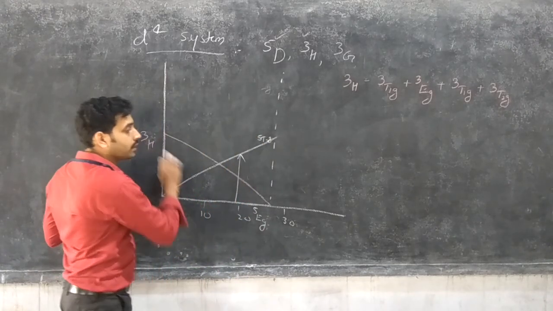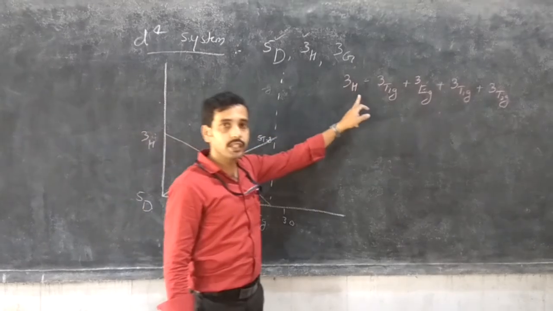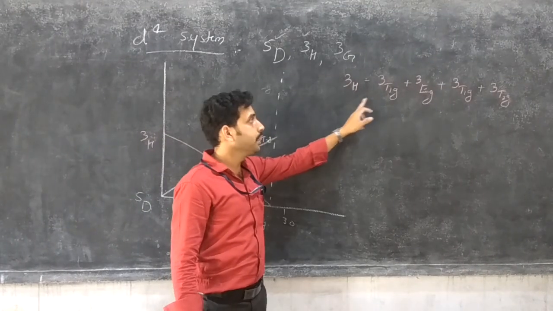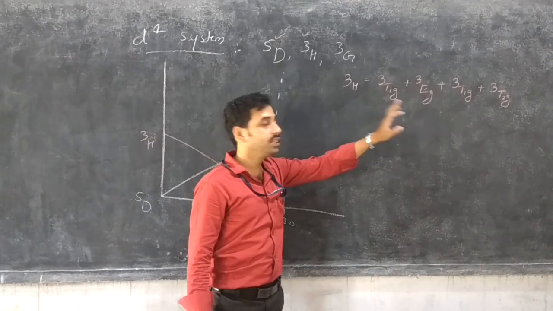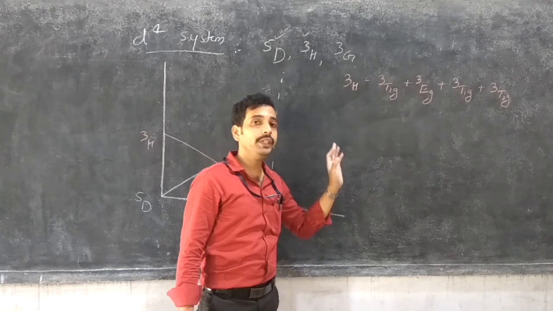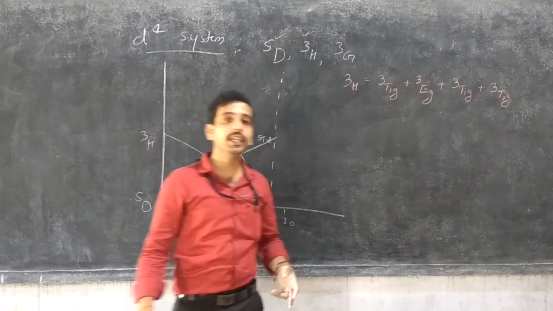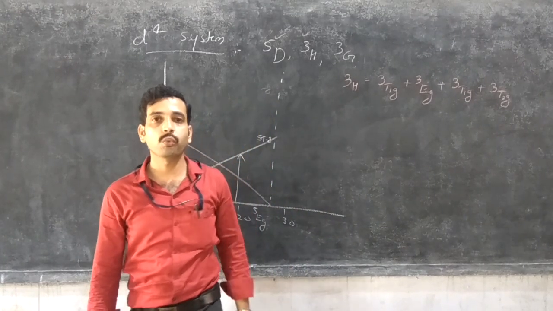But in the 3H, the low spin complex involves the 3H term, and it involves 3T1G, EG, 3T1G, 3T2G. The low spin transitional lines are explained in the next video. Thank you for watching my video.